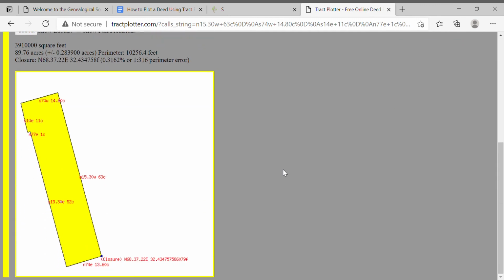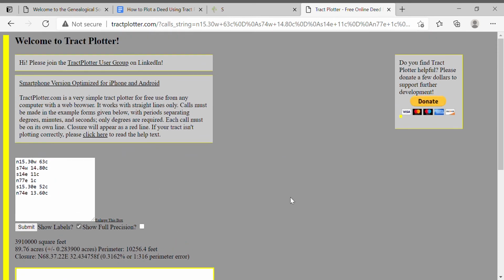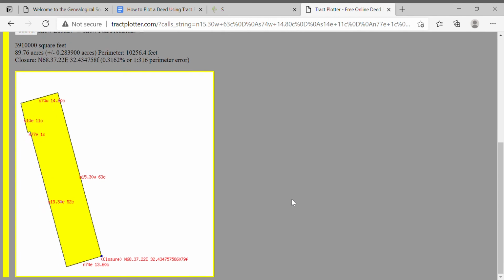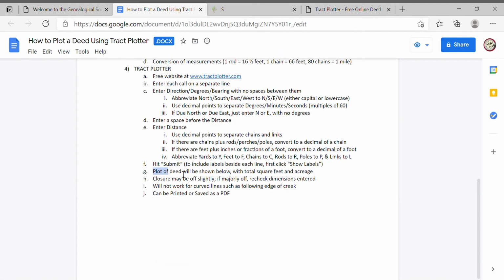This now has created a map of the property. It shows up in a box underneath the other box. So this is where we entered our metes and bounds, and then this is the completed plot of the deed. Shows up in yellow, and see how it labels each side, showing what the distance was so that we can know what we labeled where. Okay, let's see what else it tells us. It also includes the total square feet and the acreage.